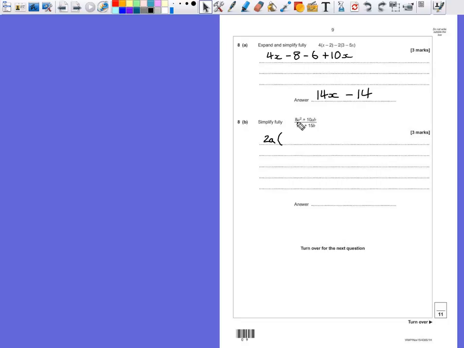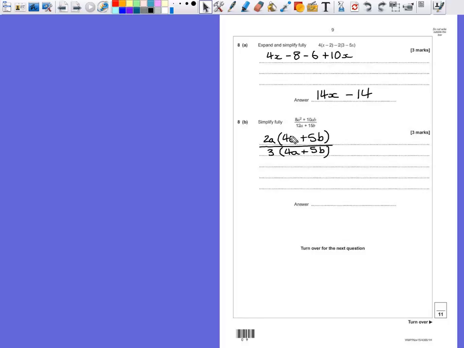4a add 5b on the top. Underneath that, 12 and 15 have a common factor of 3. A and b are not common, so if we look what's left, 3 times 4a is 12a, plus 3 times 5b.